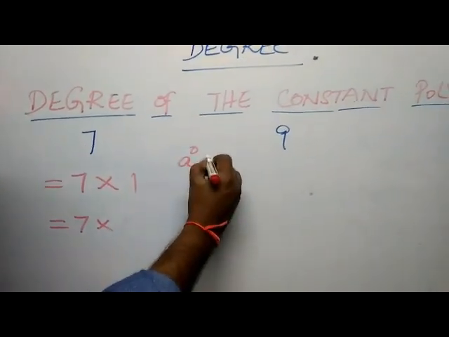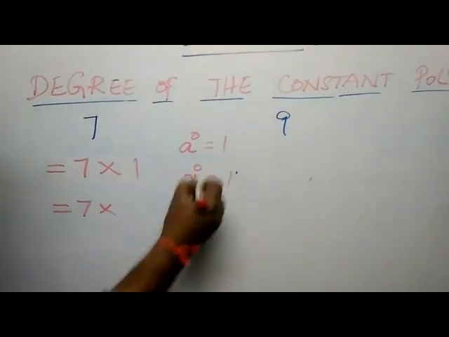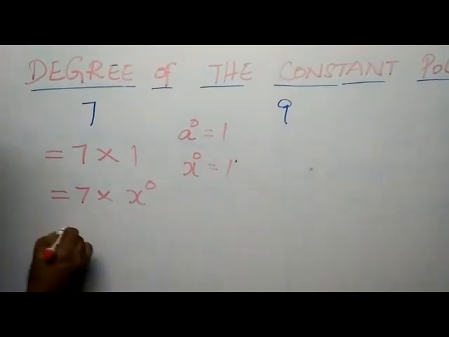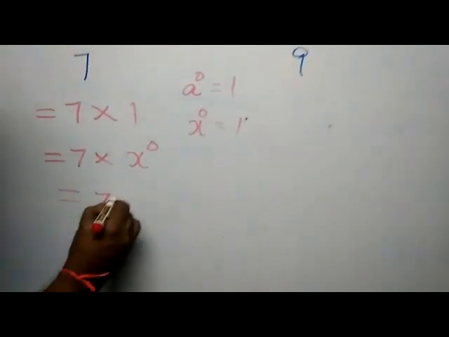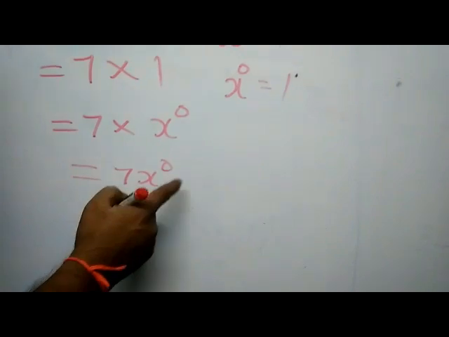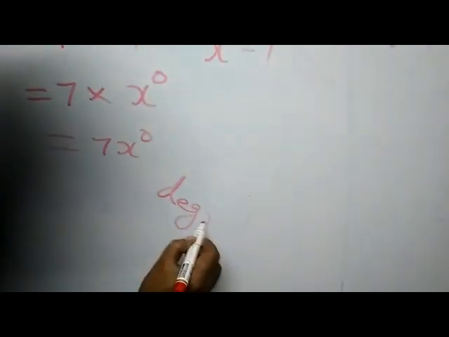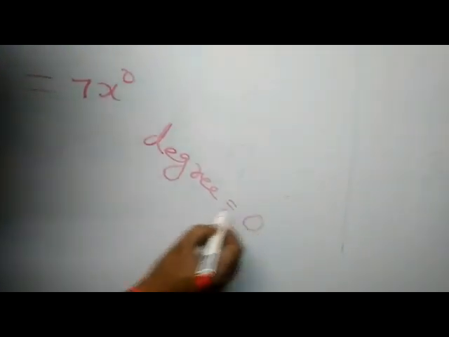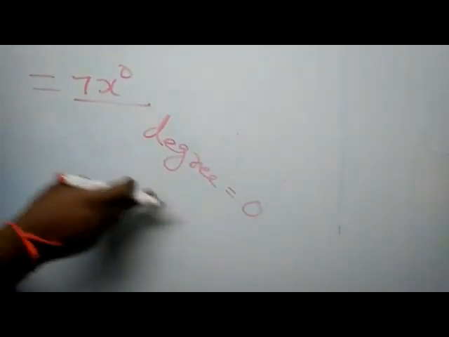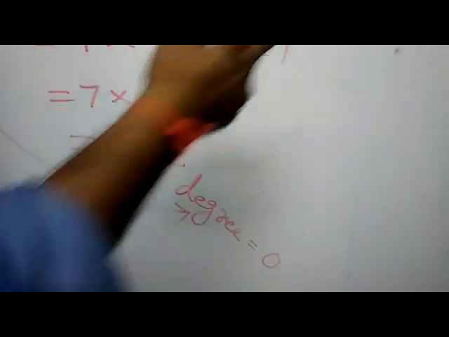We know that a to the power of 0 is equal to 1. Like that, x to the power of 0 is equal to 1. Instead of 1 I can write x to the power of 0. 7 into x to the power of 0 is equal to 7x to the power of 0. Here the variable is x, the power of the variable is 0. That's why degree of 7x to the power of 0 is equal to 0. Degree of this algebraic term is 0. This is nothing but degree of 7 is equal to 0.